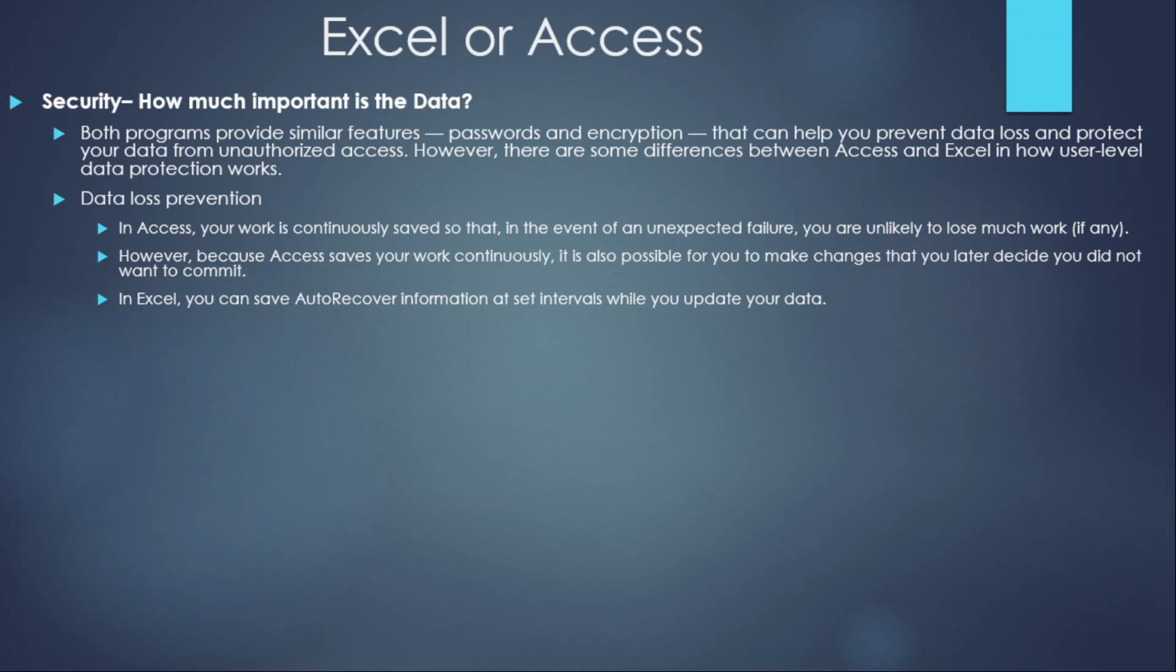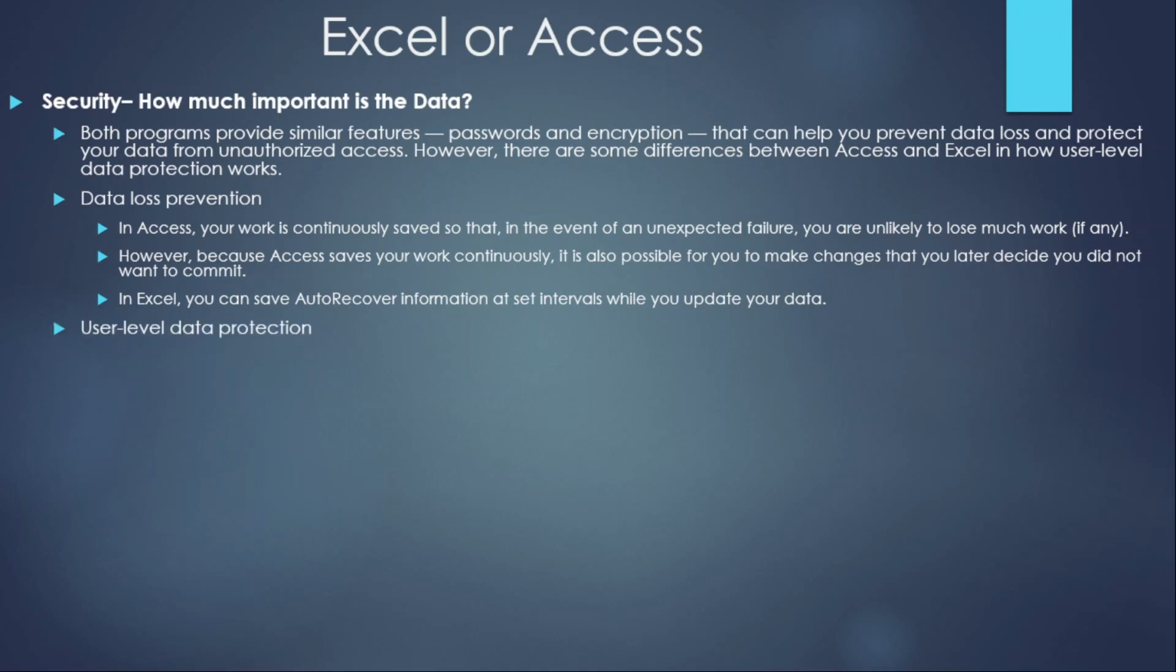In Excel, you can save auto recover information at set intervals while you update your data. You can set 1 minute, you can set 5 minutes, you can set 10 minutes. However, if you set 1 minute, you find that at every minute Excel will close so that it can save, and that might be a challenge if you are continuously entering data. So you are forced to save at intervals of minimum 5 minutes, 10 minutes, so that you avoid that downtime in your execution of your task.